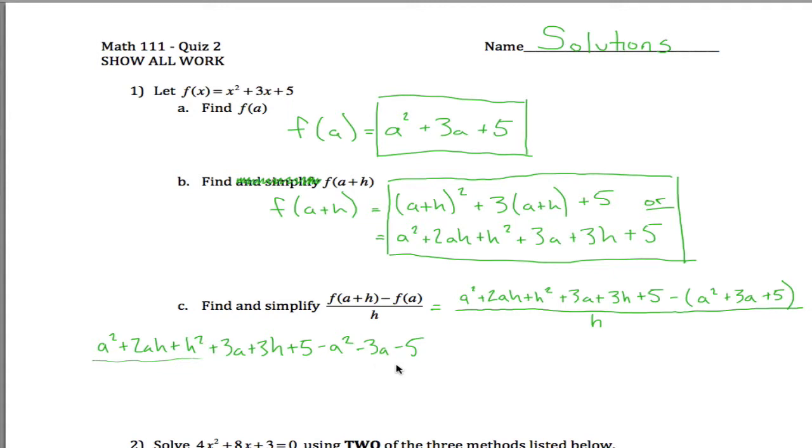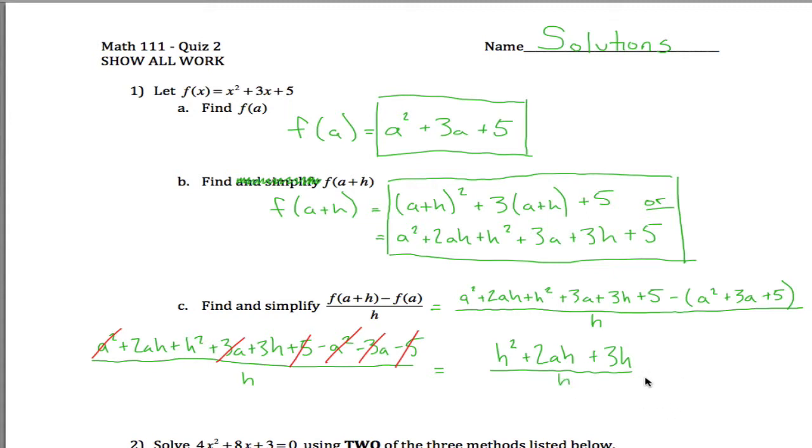The most common mistake people make on these problems is not distributing the negative to all three terms, just making it minus a squared plus 3a. You don't want to do that. You got to make them all minus. And now if we combine like terms, I got an a squared here and an a squared there. So this and that cancel out. I got a 3a here and a negative 3a here. I got a 5 here and a negative 5 here. So what I'm left with is just, well, there's an h squared. There's a 2ah. I got that one, got that one. There's a 3h. And it looks like that's it. That's all divided by h.